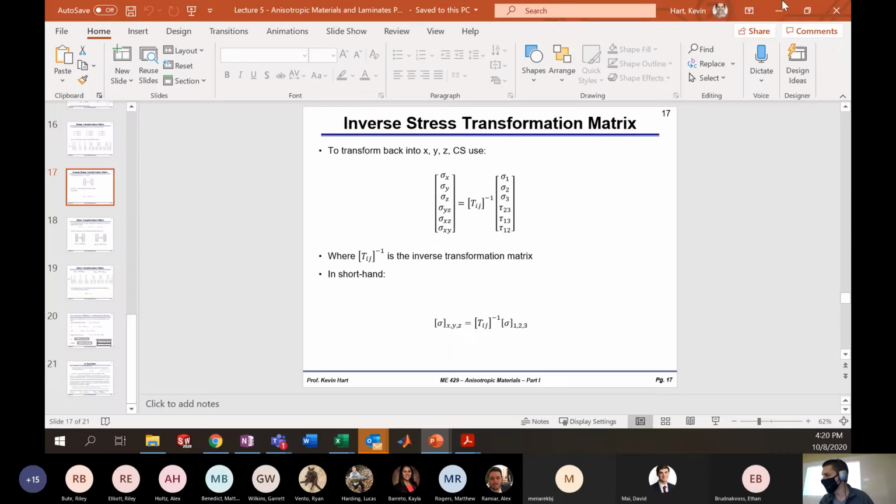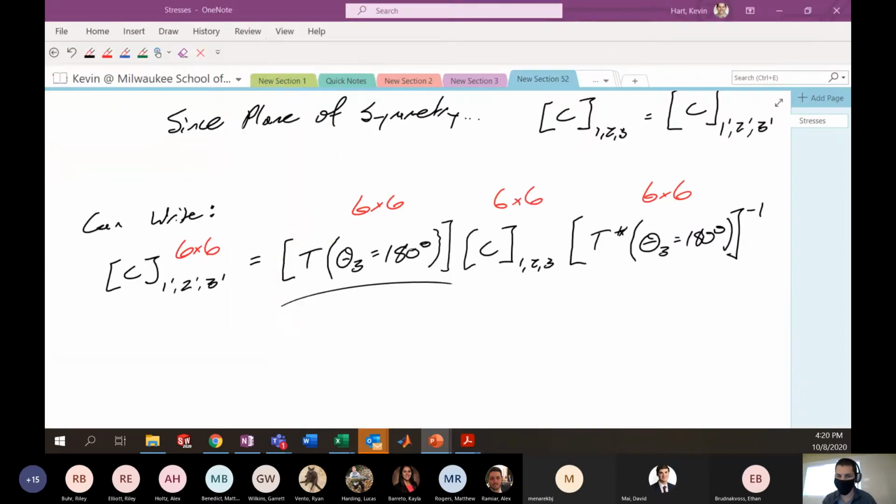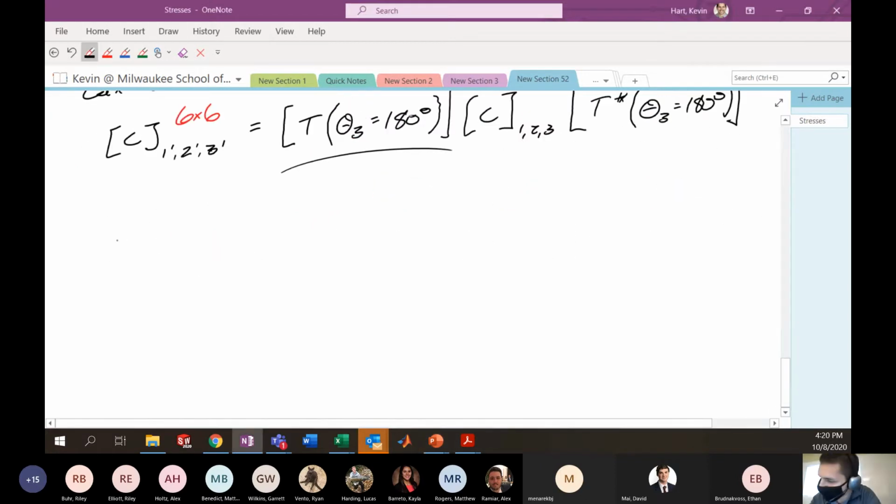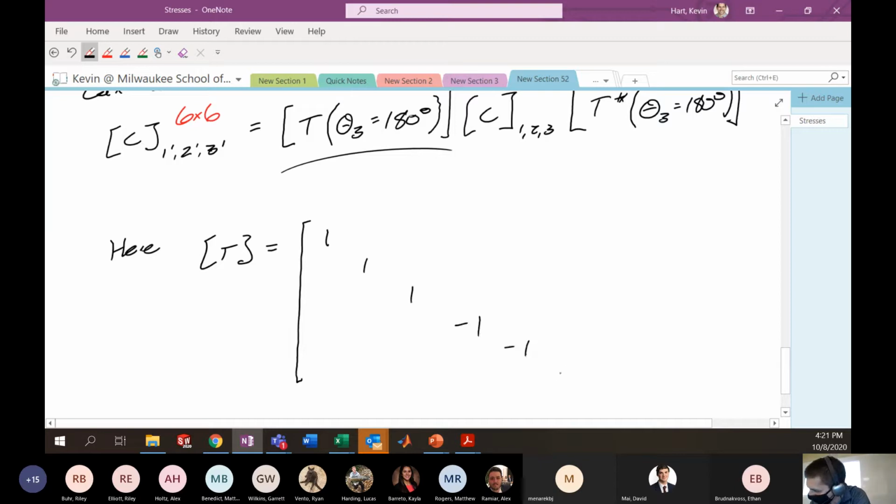And I will just tell you that the Tij matrix is going to be this. If you plug in all the values appropriately, it is going to look something like this: 1, 1, 1, -1, -1, 1 on the diagonal, and zeros everywhere else.